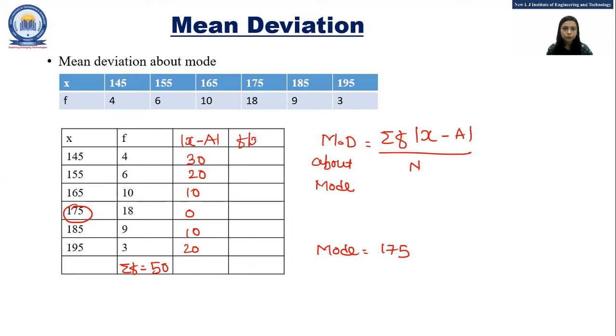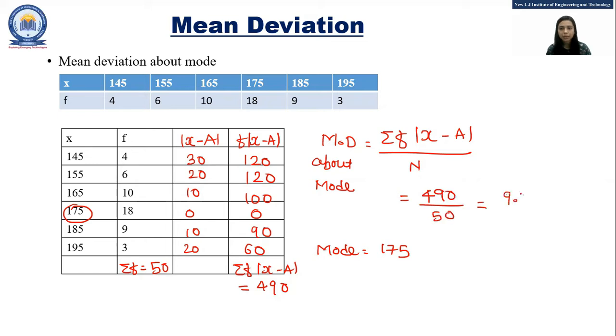Then f into mod x minus a, so that is 120, 120, 100, 0, 90 and 60. So sigma f into mod x minus a is equal to 490. Now we just put the value over here: 490 divided by 50, which is equal to 9.8. Now, if you are given a grouped frequency distribution, you know that you have to find the x and then you can apply the same approach.